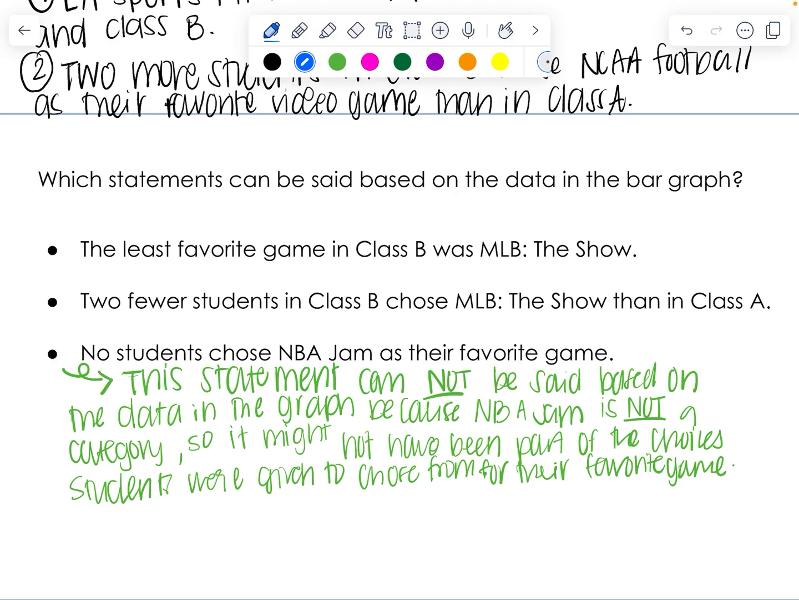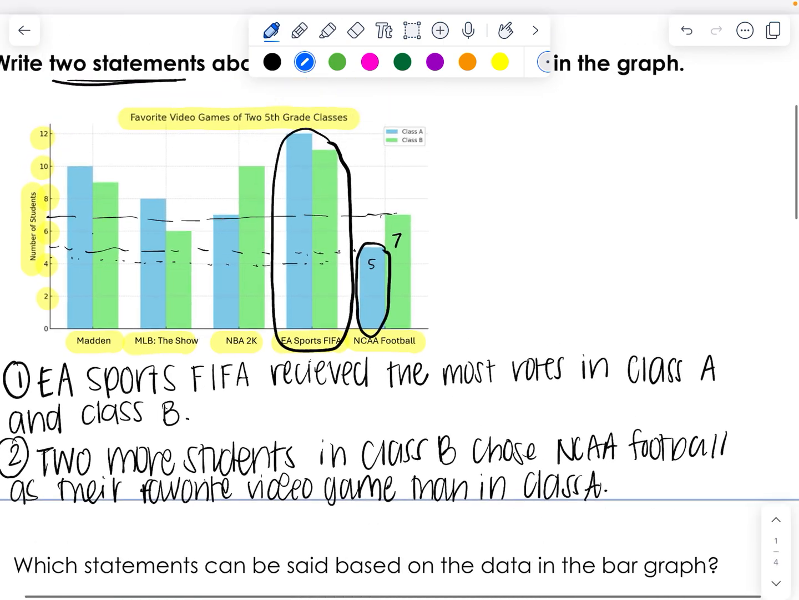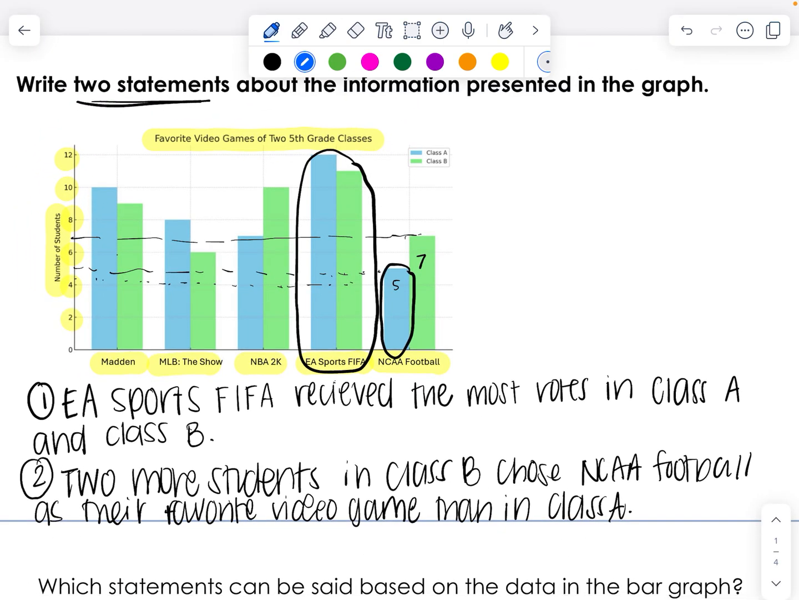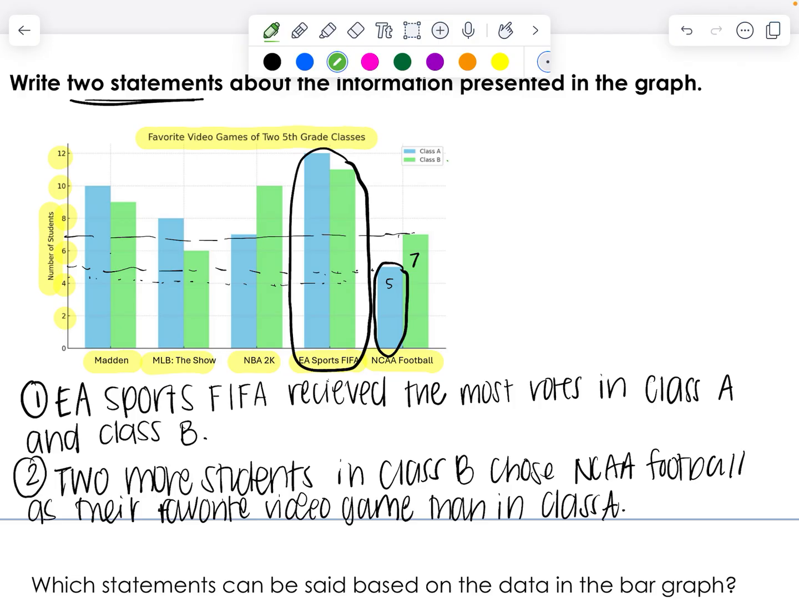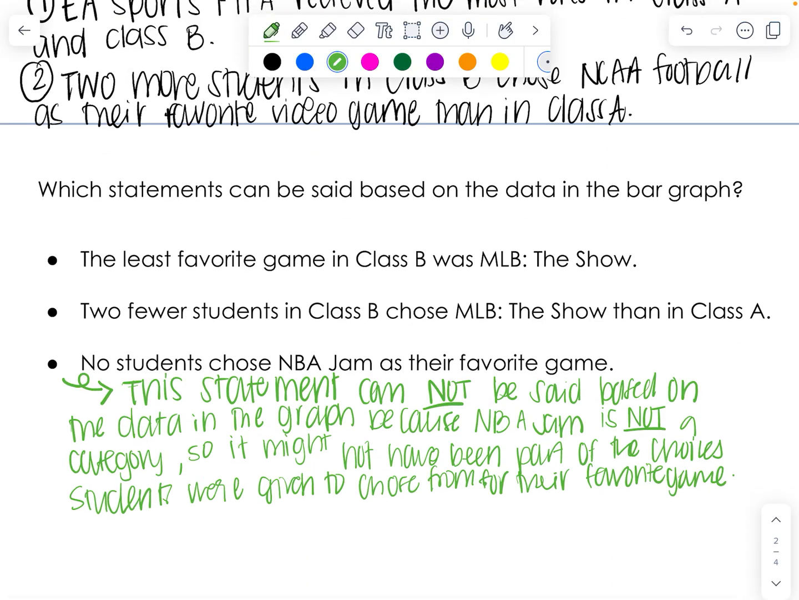The next one I look at, I'm going to go back to the top. The least favorite game in Class B was MLB The Show. Looking at the data, Class B was our green class. About 9 students like Madden, about 6 students like MLB The Show, about 10 like NBA 2K, about 11 like FIFA, and 7 like NCAA football. So the least favorite game in Class B was MLB The Show. This can be said based on the data because it was the lowest green bar.